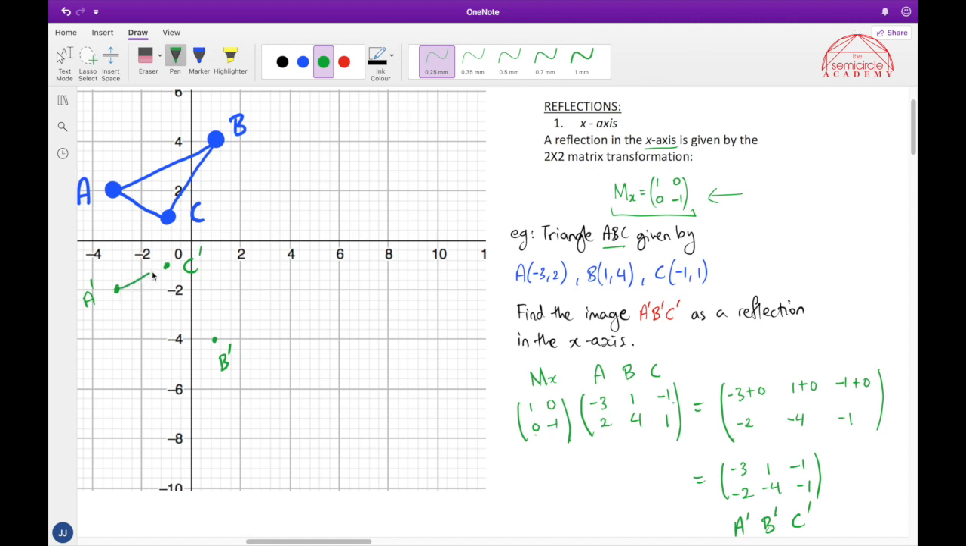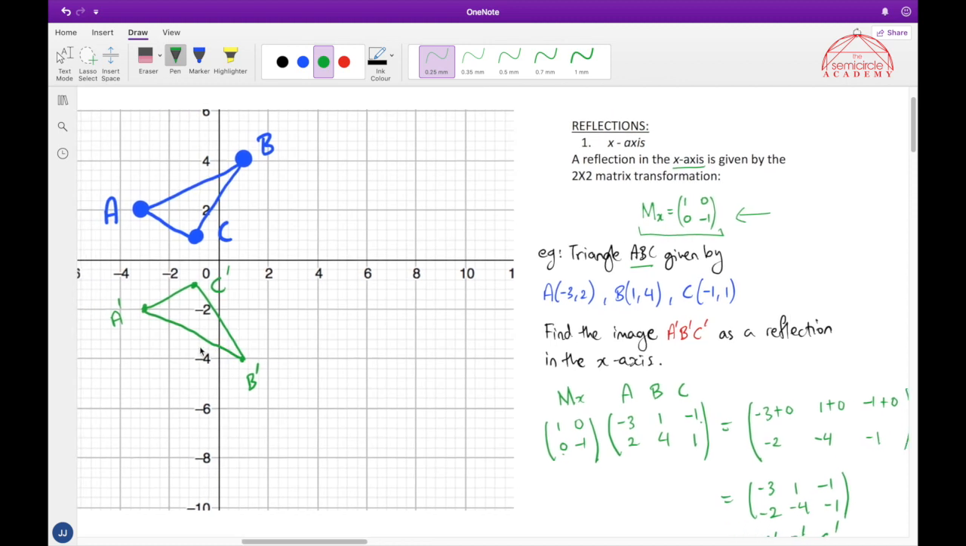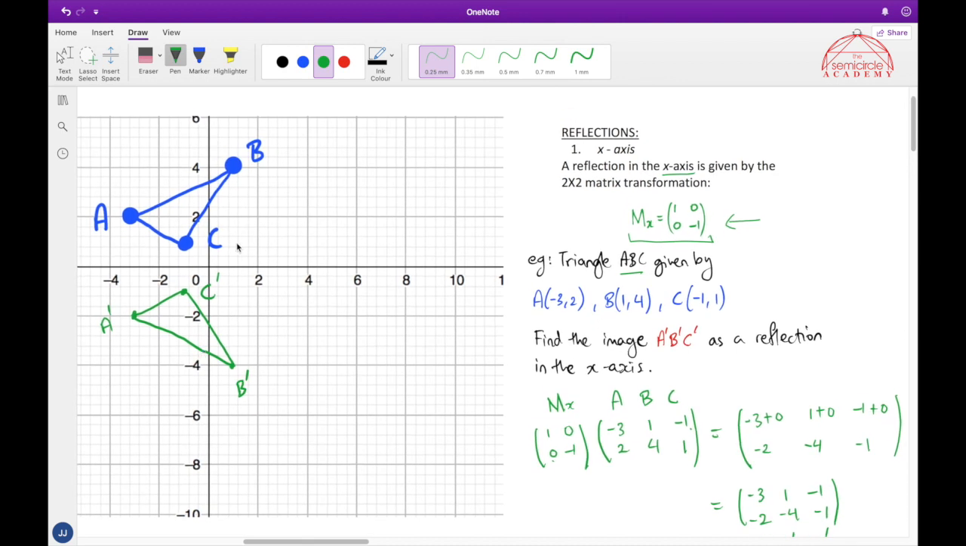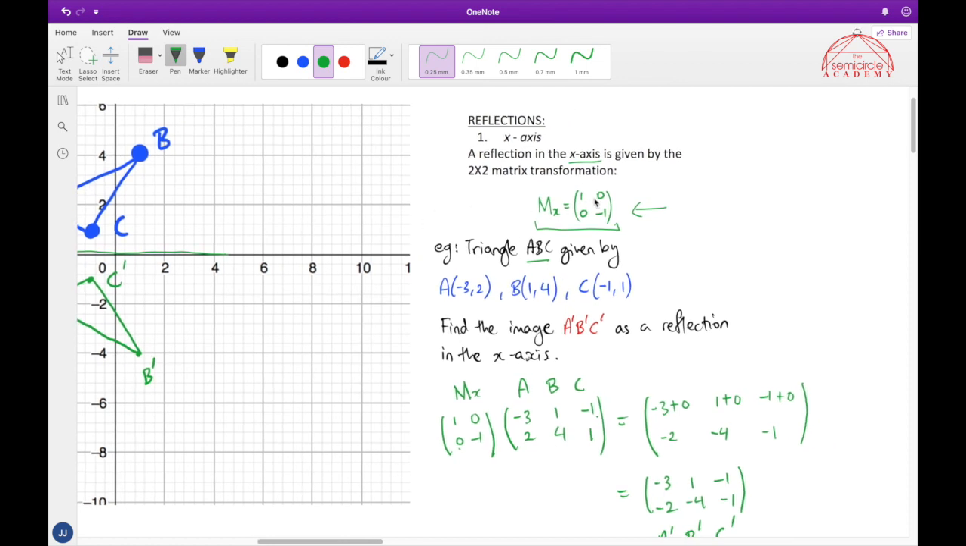And if we draw, and this is just a crude sketch, we could see that the image is actually a reflection in the x-axis of the object. It's a crude drawing, but you could see that the x-axis here acts as a mirror line for our reflection. Just to recap, we need to know what the matrix for the reflection in the x-axis is. And when we are multiplying, we put our transformation matrix first, and then we put the object afterwards.